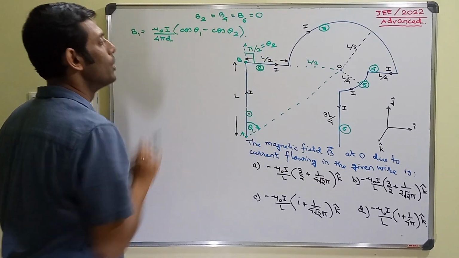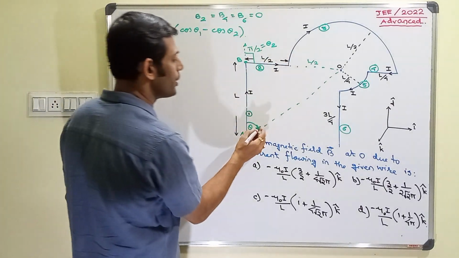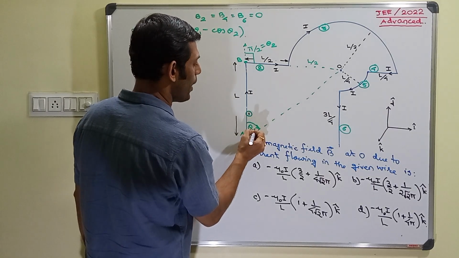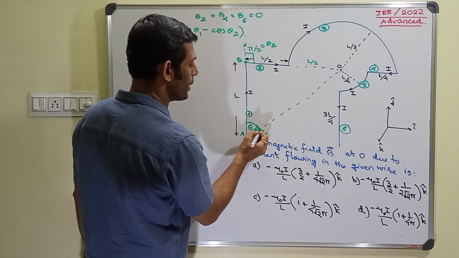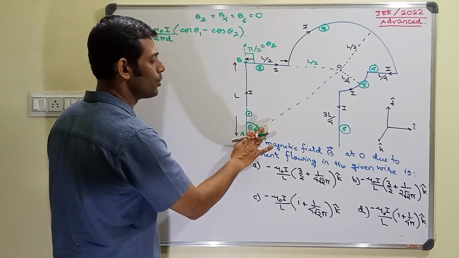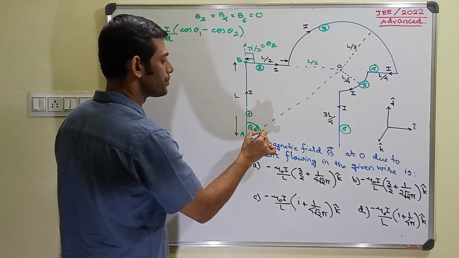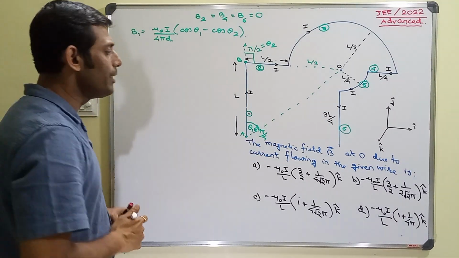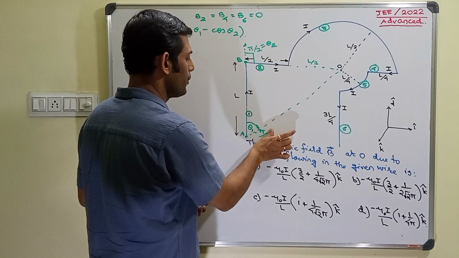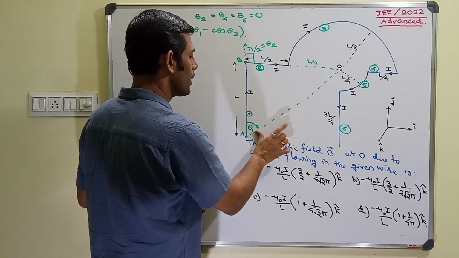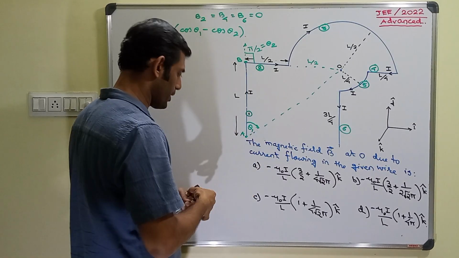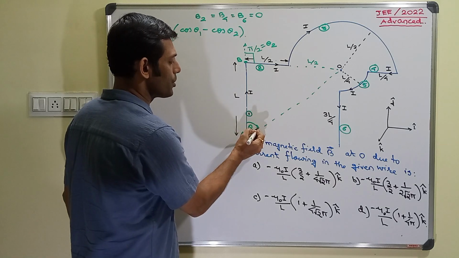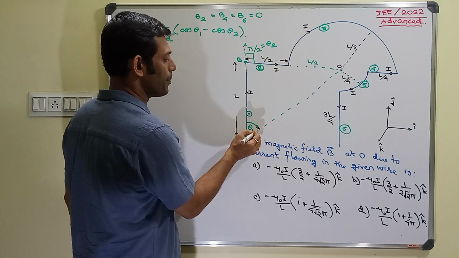That should be 90 degree as theta 2. And theta 1 is how much? Theta 1 should be equal to pi by 4, 45 degree. This angle should be equal to pi by 4. And if this angle is 45 degree, your calculation is almost done.